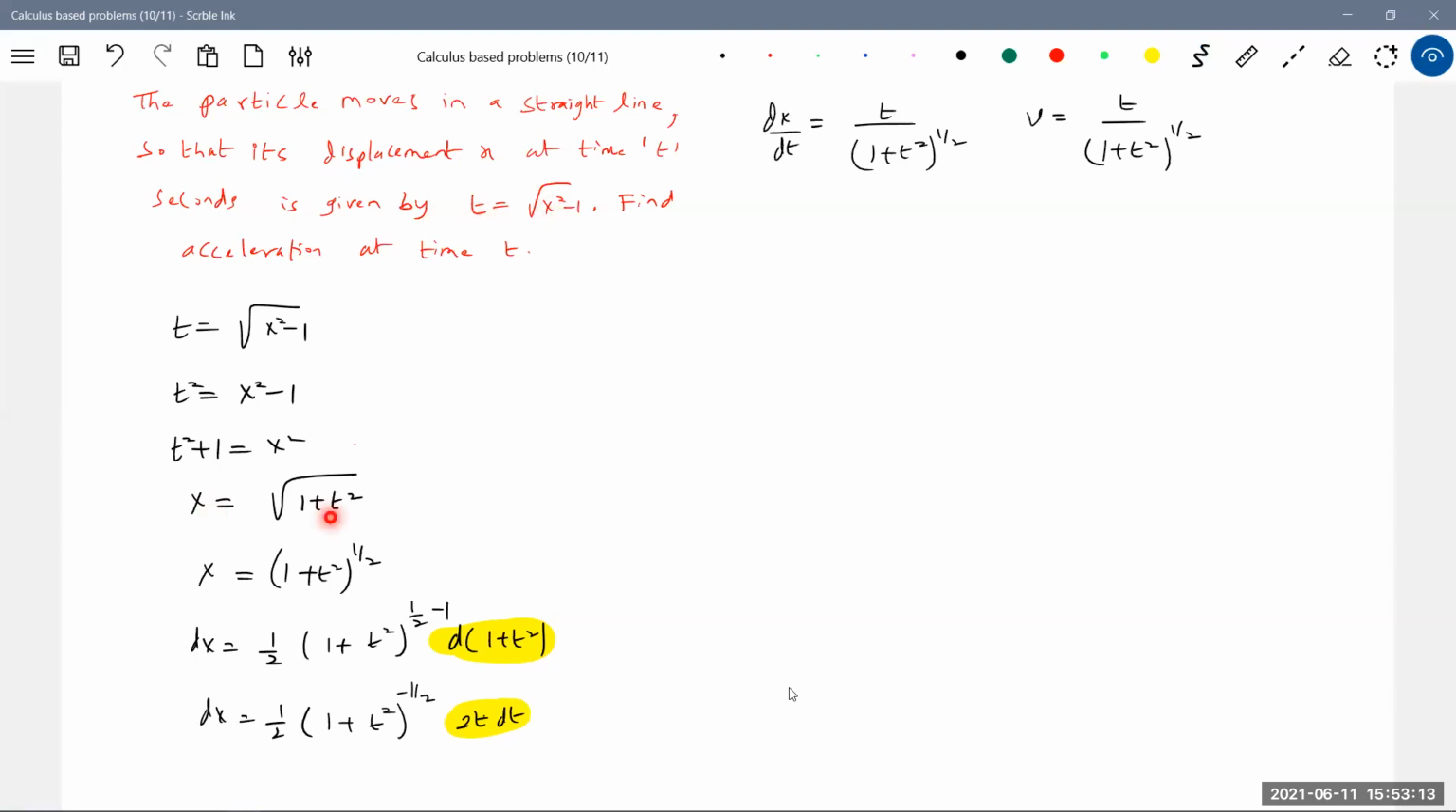If you have x as a function of time, then differentiating this equation will give velocity. Differentiating velocity again as a function of time will give the acceleration. I think that's the core idea; the rest is all mathematics. So dv is equal to (1 plus t square) to the power 1 by 2, derivative of t will be dt, minus t as it is, derivative of (1 plus t square) to the power 1 by 2 minus 1.